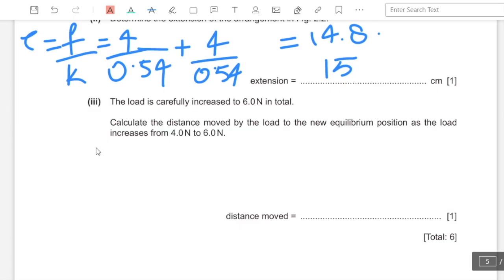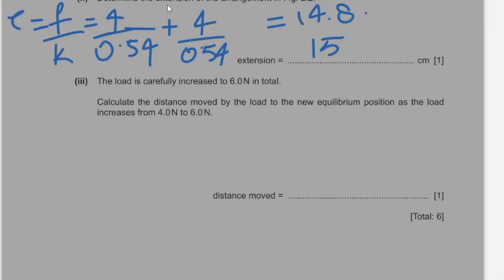3. The load is carefully increased to 6 newtons in total. Calculate the distance moved by the load to the new equilibrium position as the load increases from 4 newtons to 6 newtons. Alright, so 4 newtons had the extension as 15 centimeters, sorry.